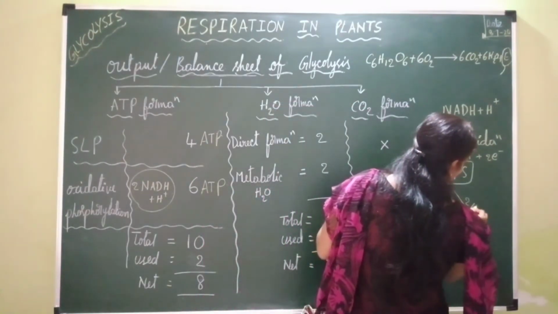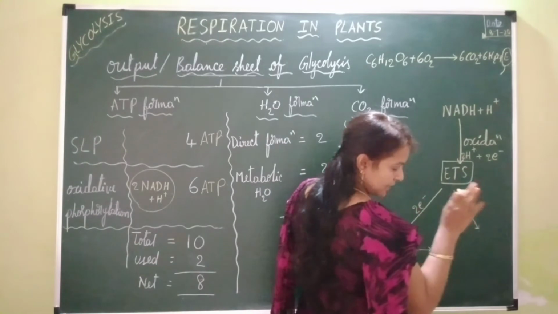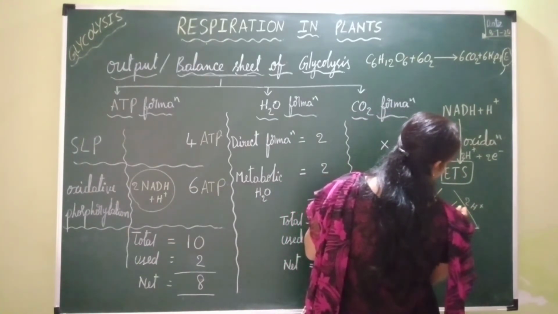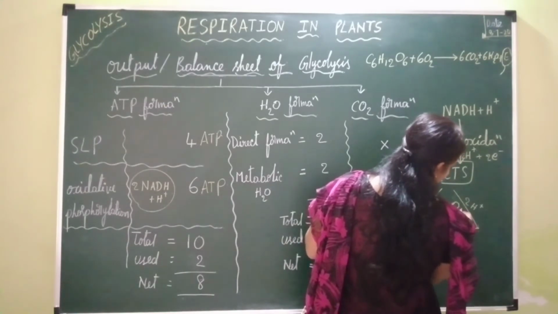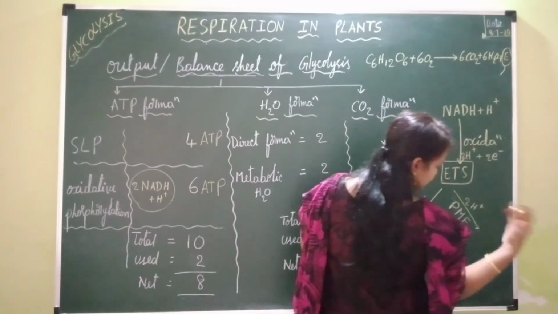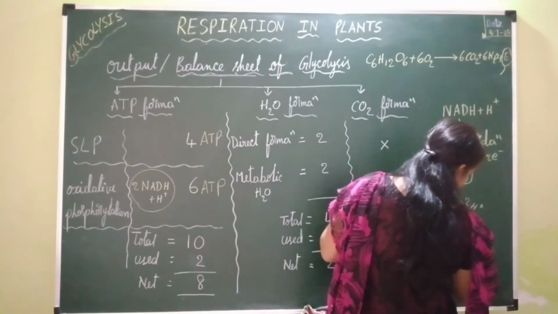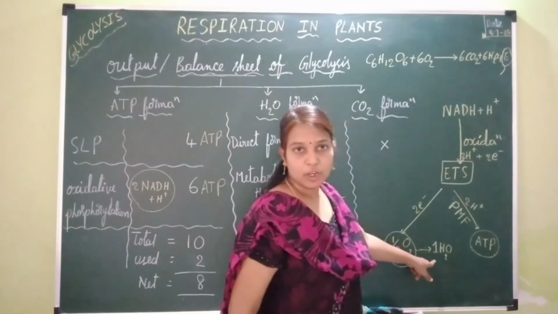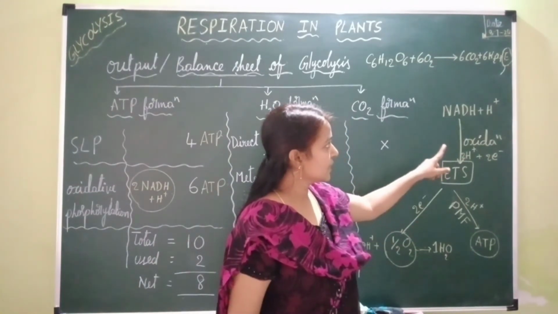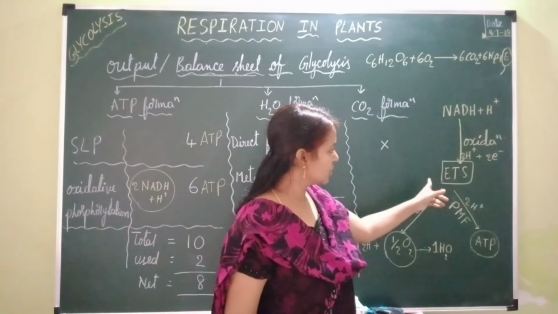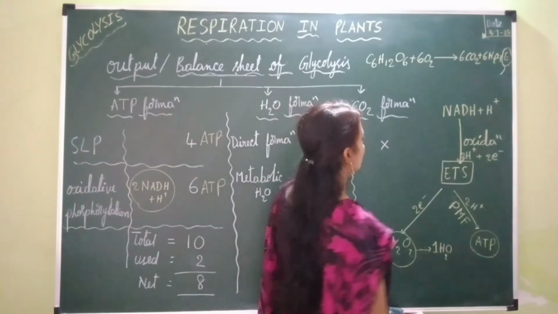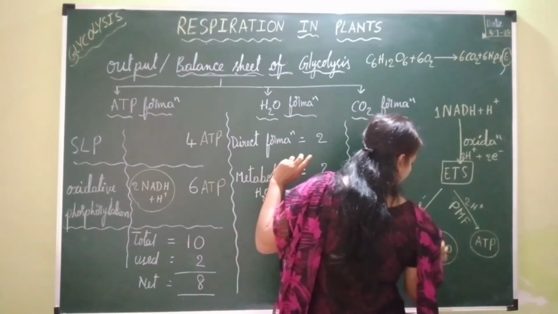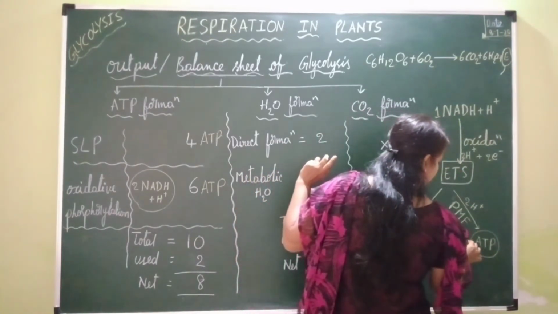So these 2 protons are accumulated in the intermembrane space of the mitochondrion, which results in the development of proton motive force, PMF, which is required for the synthesis of ATP. So like this, ATP will be formed and water will be formed when NADH plus H plus or FADH2 undergoes oxidation through ETS. When one molecule of NADH2 undergoes oxidation through ETS, it results in the formation of 1 water molecule and 3 ATPs.